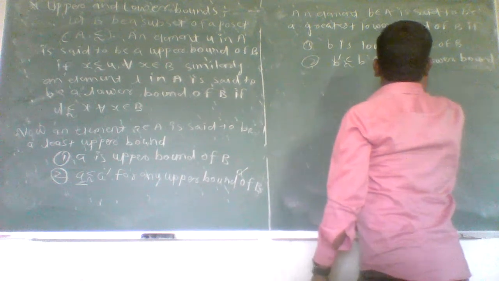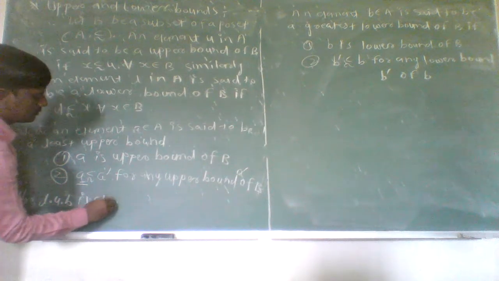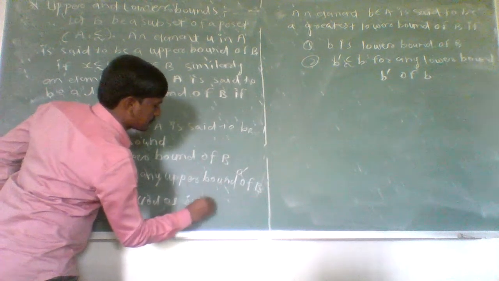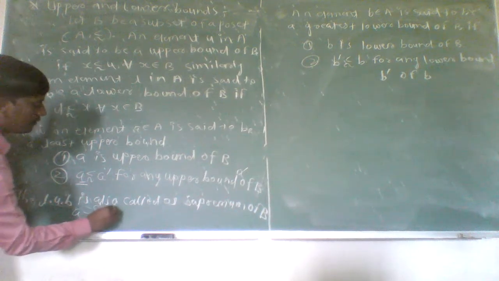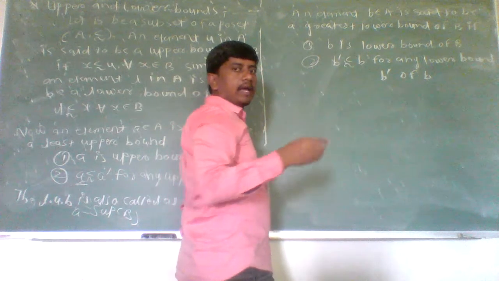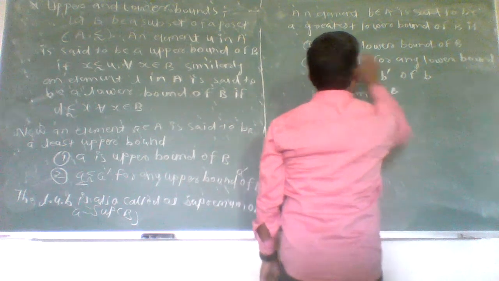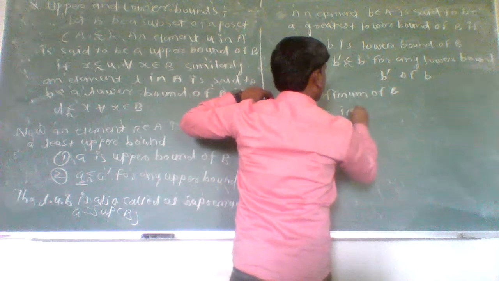The least upper bound is also called the supremum of B. That is, if A is the least upper bound of B, then A is nothing but the supremum of B. And the greatest lower bound is also called the infimum of B. If B is the greatest lower bound, then B is nothing but the infimum of this set.